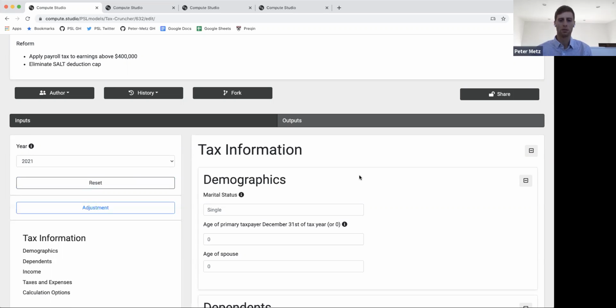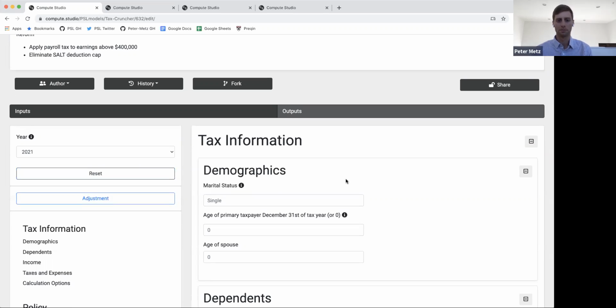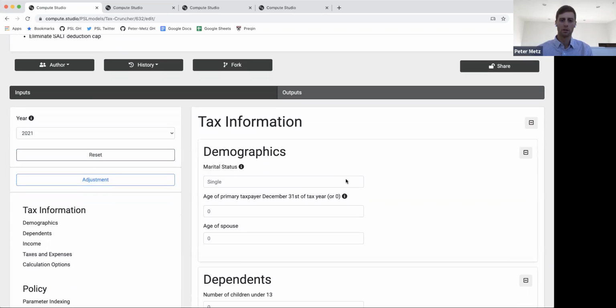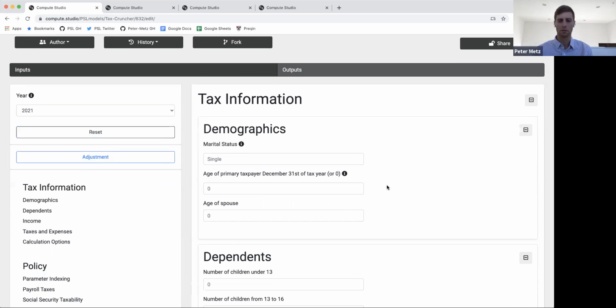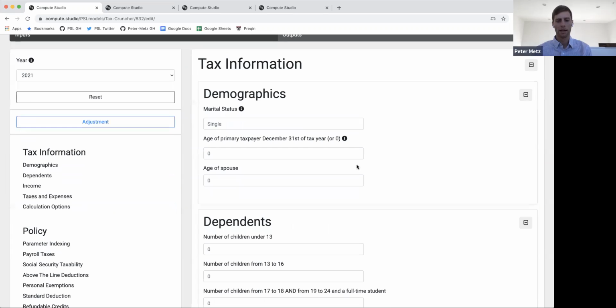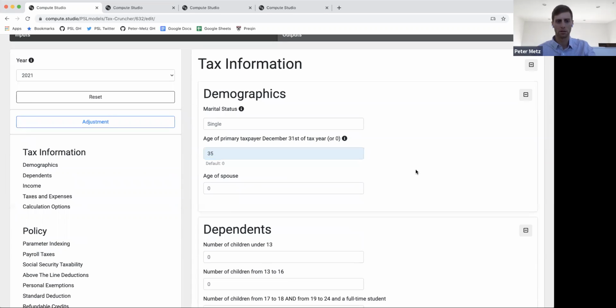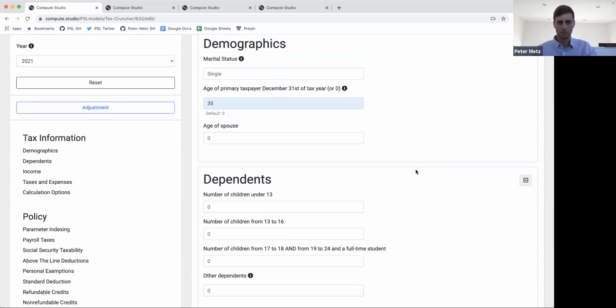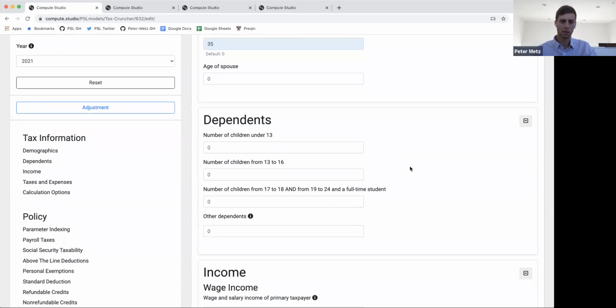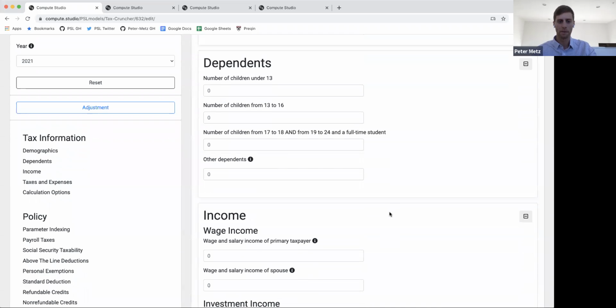Okay, now we're ready to start entering our tax information. Our filer is single, so that's the default, so we don't have to change it there. The age of the taxpayer won't actually make a difference here, but let's go ahead and enter something. So let's say they're 35. Okay, dependents, we have different options for the ages of the dependents. Our tax filer doesn't have any dependents, so we can just skip over this section.